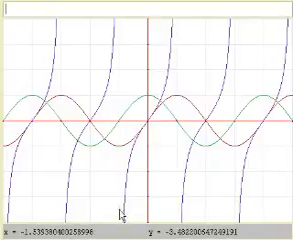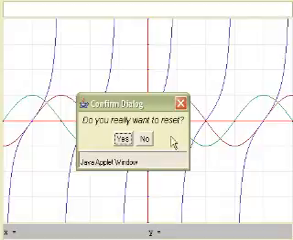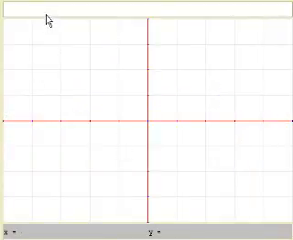But unlike the other functions, the tangent function has a period of pi instead of 2 pi. And I'll leave that as an exercise for you to think about. But with that drawn out, I'm now going to explore something else. Let me reset this.